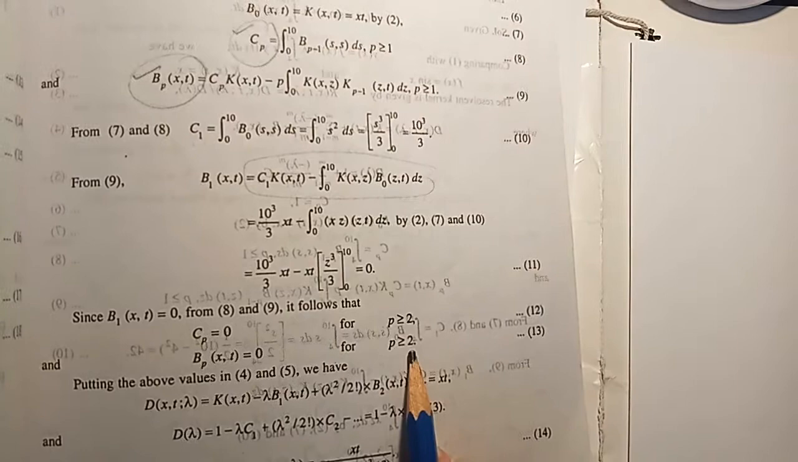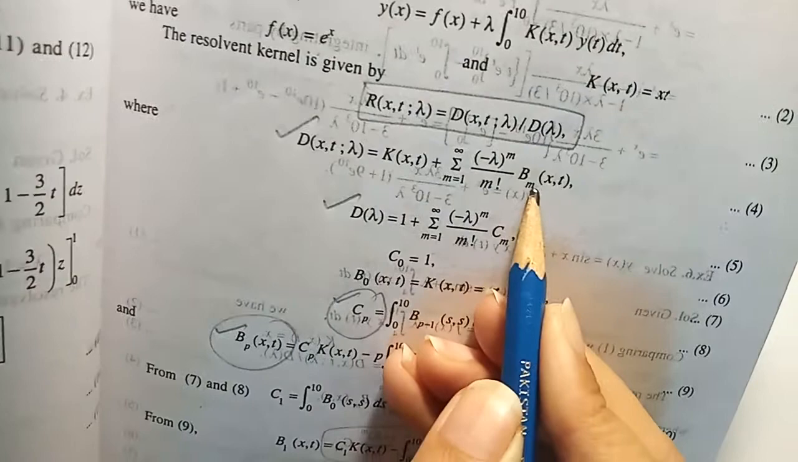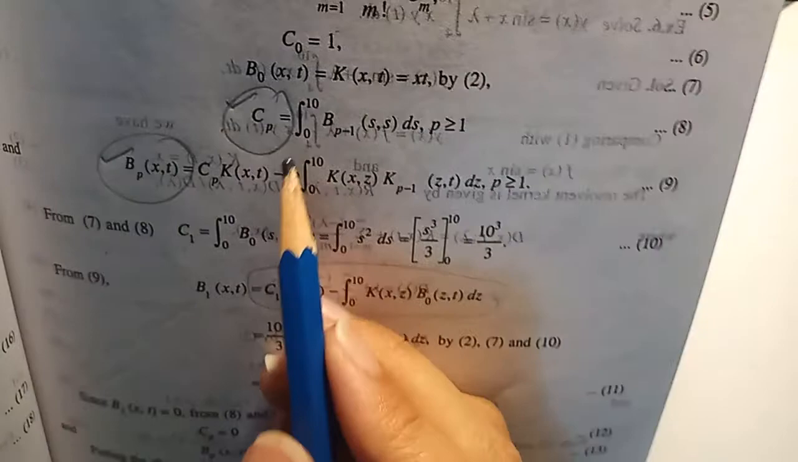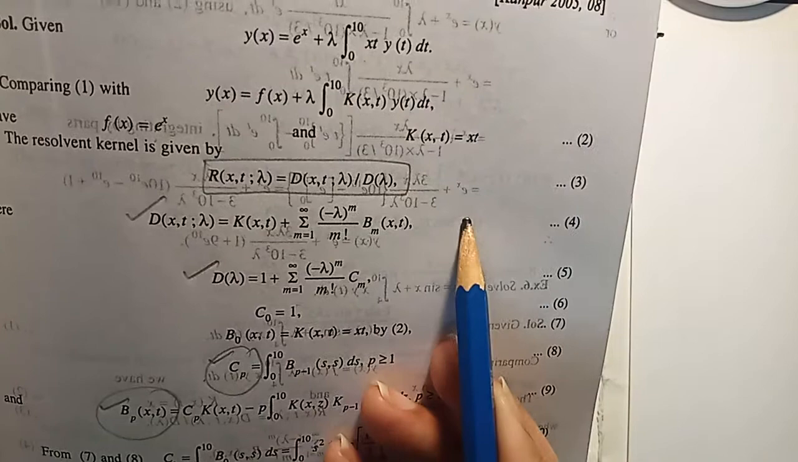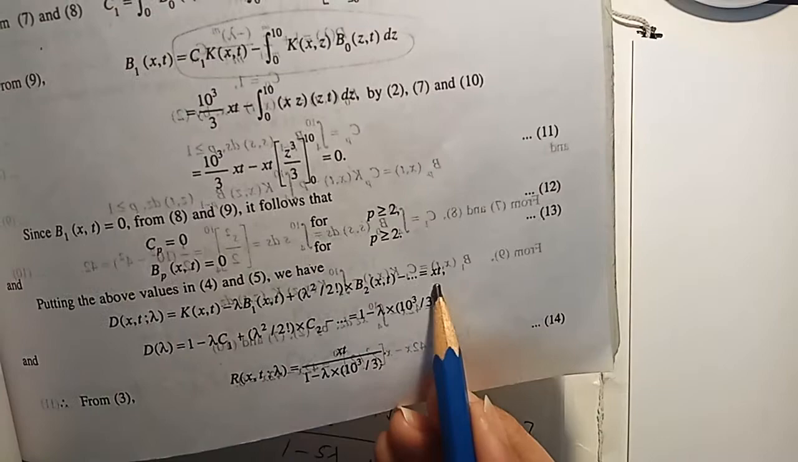Now your d of xt lambda, what was the formula of d of xt lambda? It was k of xt plus summation of Bm. You know that your B0 is not 0. You have some value of B1, and the rest are 0. Just open this summation: minus lambda raised to power 1 over 1 factorial B1 of xt, plus minus lambda raised to power 2 over 2 factorial B2 of xt, plus minus lambda 3 over 3 factorial B3 of xt. We just opened it. All of the B's are 0. Just use the value of k of xt here.